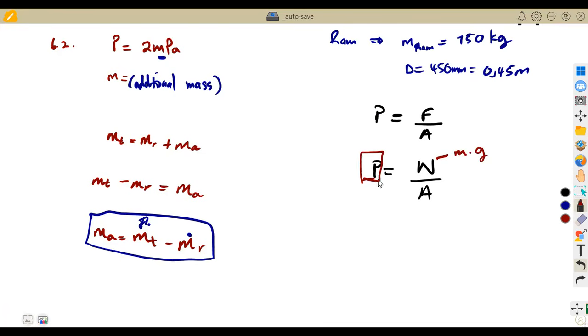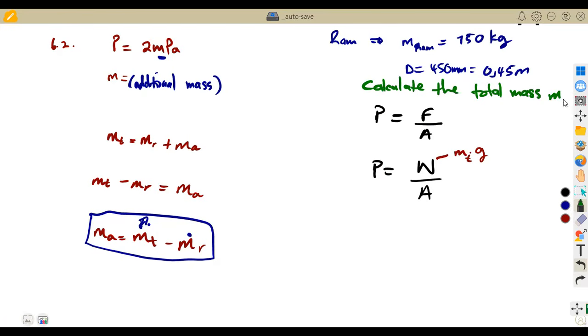Since we are taking it from the total pressure, the pressure that it is supposed to operate at, it means this is the total weight, which is taken from the total mass. So the mass that we are seeing here is going to be the total mass. So we are going to calculate the total mass from the pressure that we are given. So here we are going to calculate first the total mass. All right.